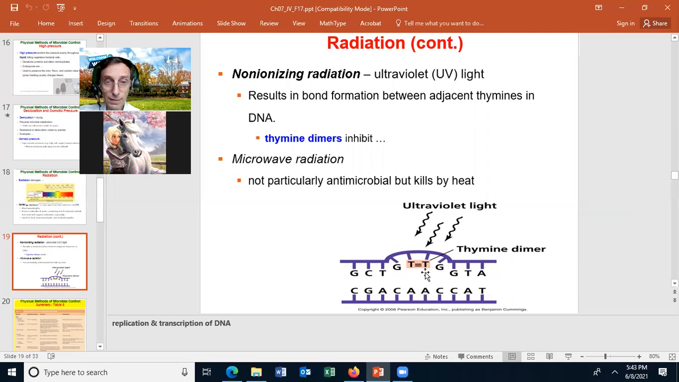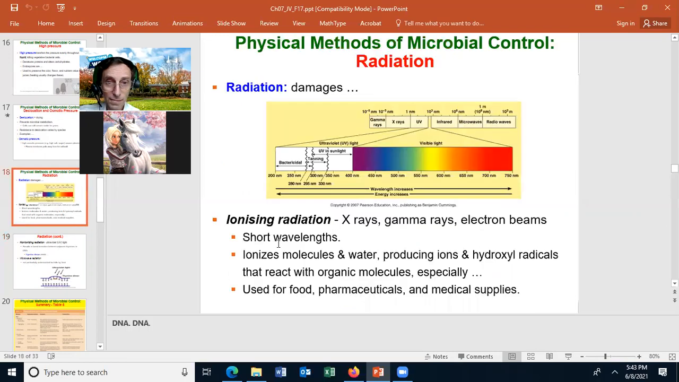Microwave radiation is on the opposite side of visible light from ionizing radiation. So microwaves are on the opposite side of visible light.